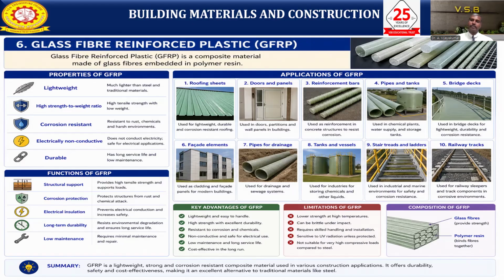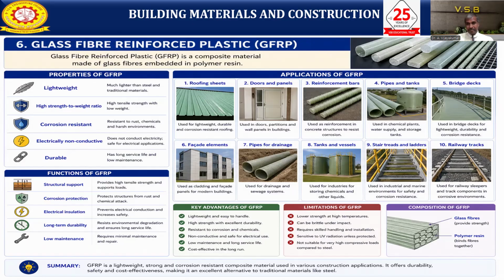So where do we normally use GFRP? Roofing sheets. When you use it as a roofing sheet, it is very lightweight, durable, and corrosion resistant. Then doors and panels, and partition panels of the building.